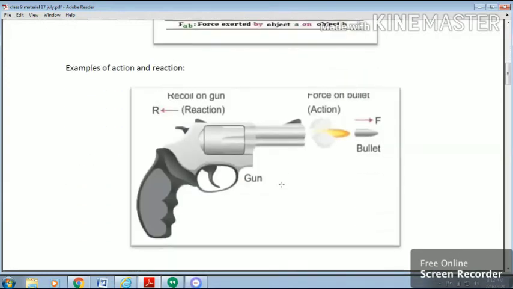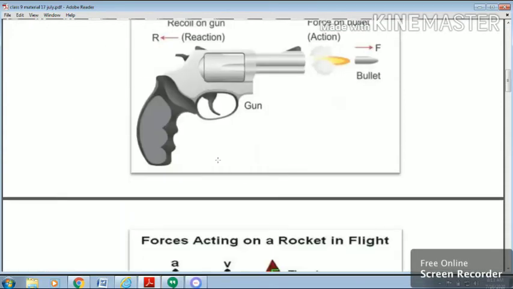Okay, a few more examples. Here is an example of firing a bullet from a gun. You can see the direction of the bullet, and that is the action, and the reaction is just opposite to the direction of the action. When a man fires a bullet from a gun, a force F is exerted on the bullet. That is the action. This is the force F, and this is the action. And the gun experiences an equal recoil, as shown in the figure. This recoil of the gun is the reaction. So these two forces are equal in magnitude but opposite in direction.